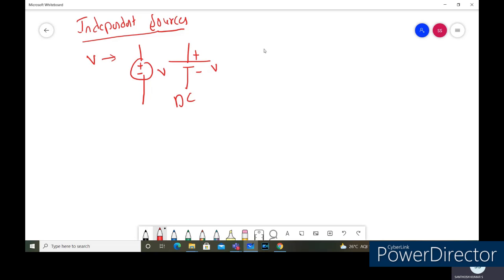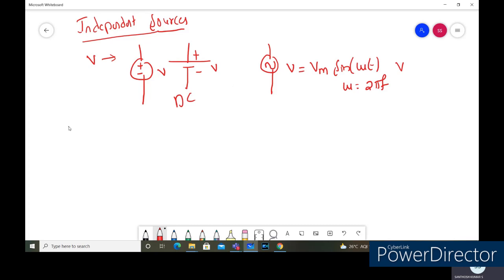Similarly, if I have an AC voltage source, that will be denoted with the sinusoidal symbol, like this. Usually it has a frequency, so we can write it as Vm sine omega t, where omega is 2 pi f. F is the frequency of this AC voltage source, and the unit is volts. Vm is the maximum value of the voltage. So this is for the DC voltage source and the AC voltage source.